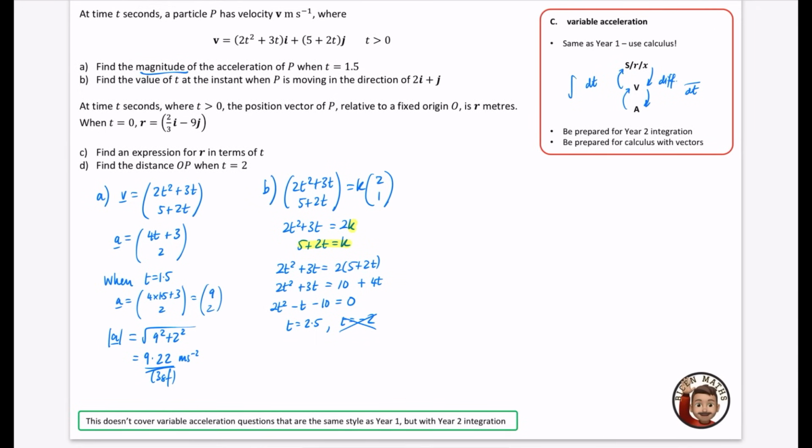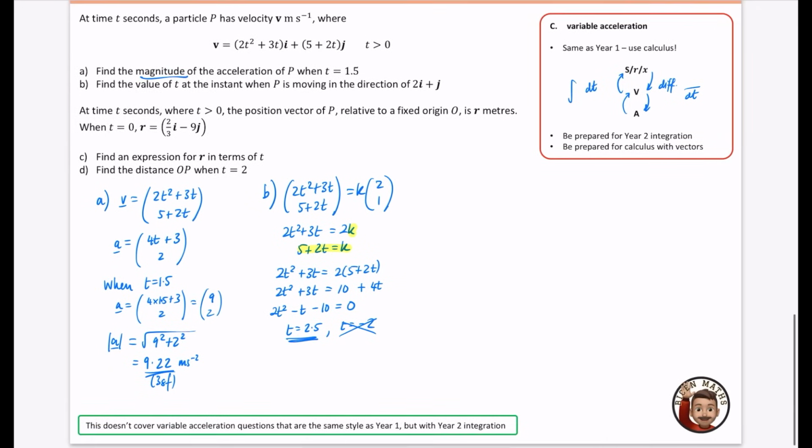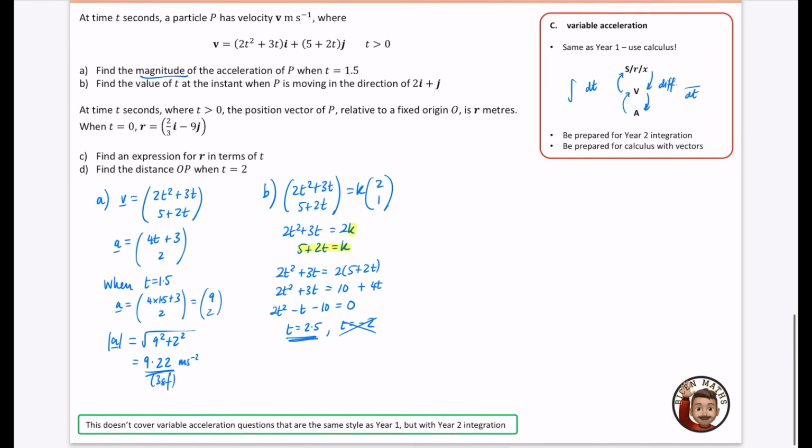Okay, then it says, at time t seconds where t is greater than 0, the position vector of p relative to a fixed origin O is r meters. When t is equal to 0, r is equal to 2/3 i minus 9j. In other words, we've got its initial position here. We're going to start off by finding an expression for r in terms of t.